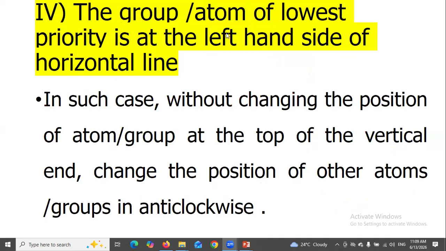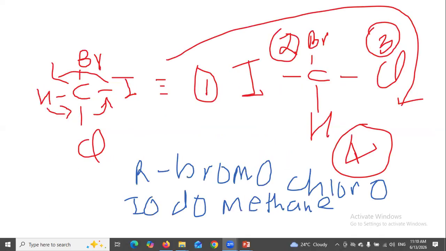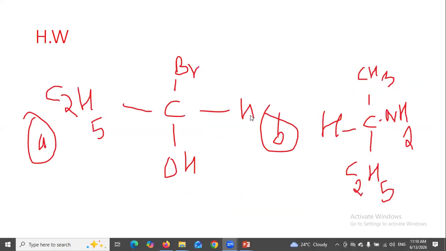If the group of lowest priority is at the left-hand side of the horizontal line, in such a case, without changing the position of the atom or group at the top of the vertical line, change the positions of the other atoms or groups anticlockwise so that the group of lowest priority comes to the bottom, then find the direction in the order of decreasing priorities: R-bromochloroiodomethane. This is the left-hand side, and the top is fixed. So 1, 2, 3, 1, 2, 3. This is clockwise.